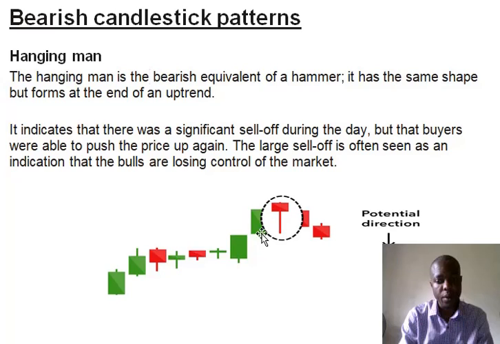The hanging man is the bearish equivalent of the hammer. It resembles the hammer. It has the same shape, but forms at the end of an uptrend. That's the only difference. A hammer will form at the end of a downtrend, but the hanging man will form at the end of an uptrend. It indicates that there was a significant sell-off during the day, but that buyers were able to push the price up again.